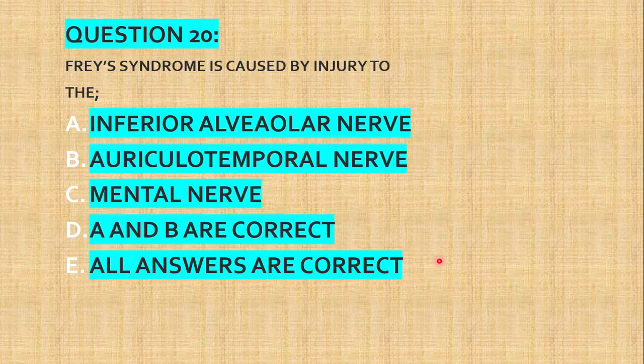Question 20. Frey's syndrome is caused by injury to dash. Frey's syndrome is caused by injury to which nerve? And the answer is the auriculotemporal nerve. Option B is the answer to this question.